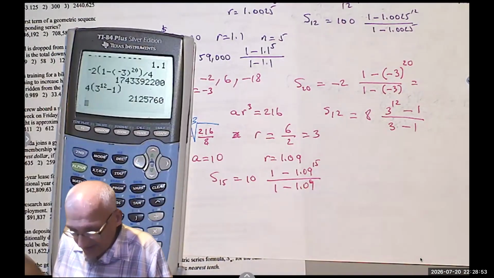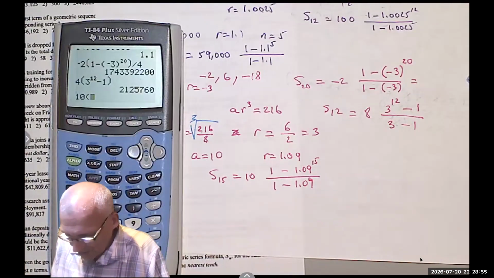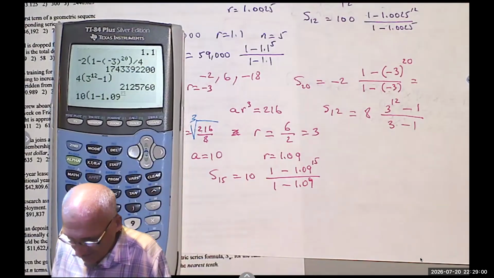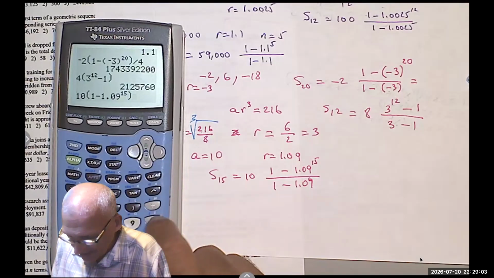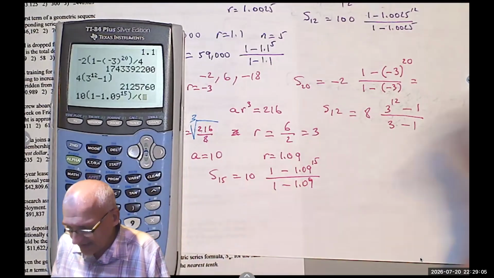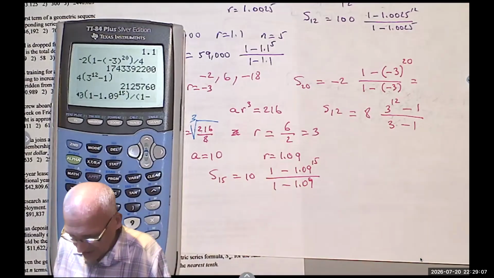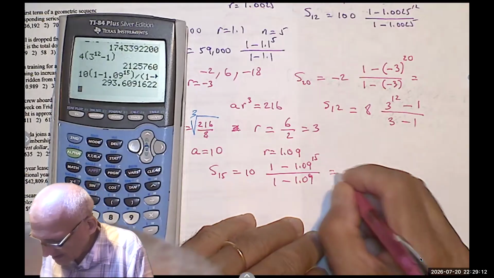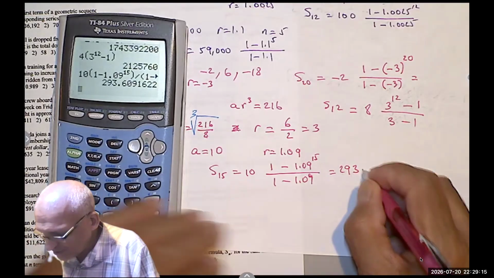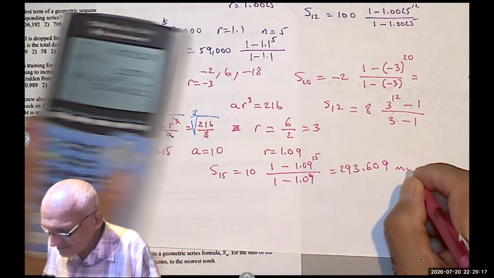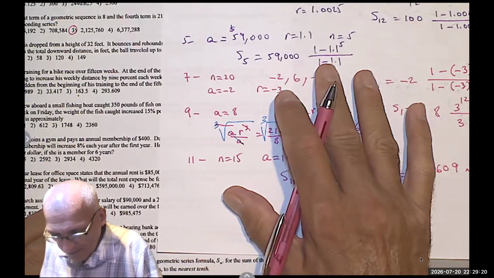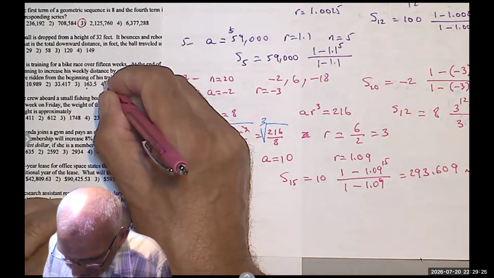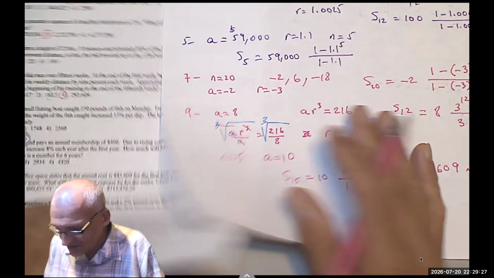Okay, so here is 10. I open the parentheses, 1 minus 1.09 raised to the 15th power divided by, I could have written negative 0.09, but let's write it exactly as it is in the equation. I get 293 miles, 0.609. 293, it's the last one. Wow, I used 3 decimals and they have 3 decimals, just by chance.